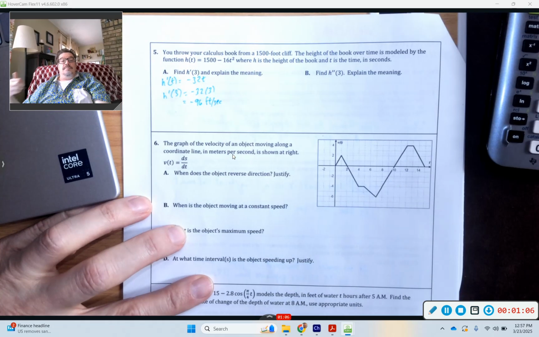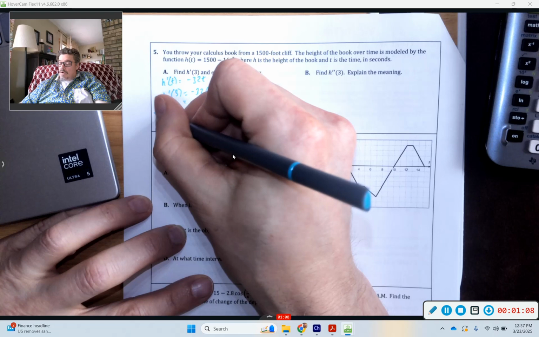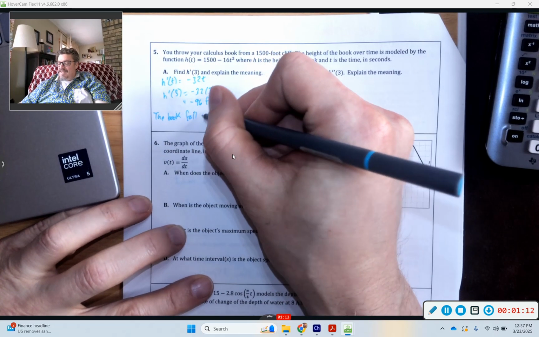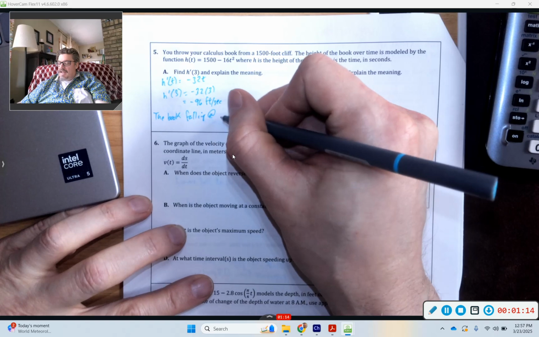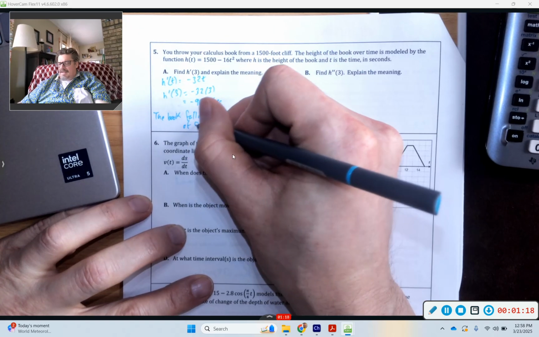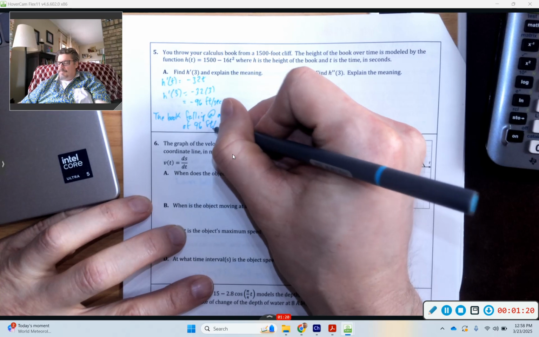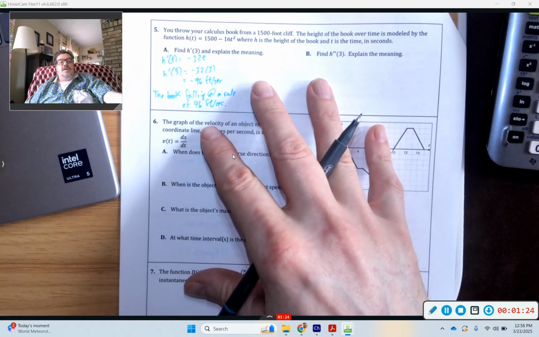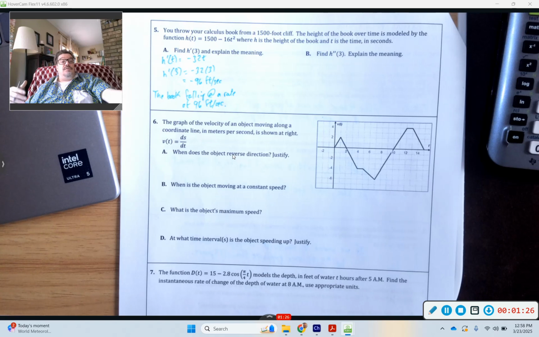So interpreting the meaning is that the book is falling at a rate of 96 feet per second, right? So we know it's falling because it's negative, okay? So it's going pretty fast right there after 3 seconds.